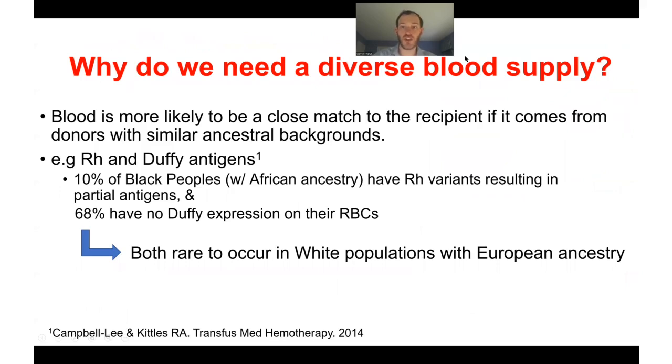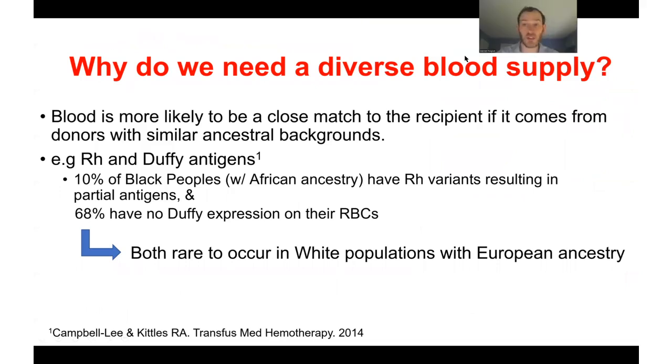So then the question you might wonder is, why do we need a diverse blood supply? What does a diverse blood supply have to do with this problem? Well, blood is more likely to be a close match to the recipient if it comes from a donor from a similar ancestral background. The example I give here is with respect to two minor antigens, Rh and Duffy. When you zoom in on Black people, that is people specifically with African ancestry or origins, 10% of those people have Rh variants resulting in partial antigens, and 68% have no Duffy expression on their red blood cells. That's another minor antigen. But both of those situations are rare in white populations of European ancestry.